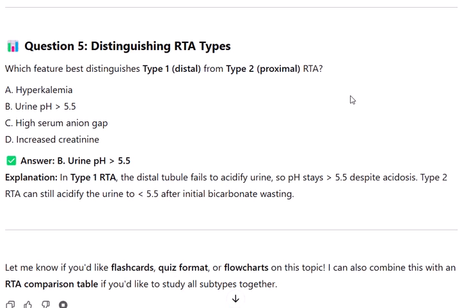Question 5. Distinguishing RTA types. Which feature best distinguishes type 1 distal from type 2 proximal RTA? A. Hyperkalemia. B. Urine pH greater than 5.5. C. High serum anion gap. D. Increased creatinine. Answer B. Urine pH greater than 5.5. In type 1 RTA, the distal tubule fails to acidify urine, so pH stays above 5.5 despite acidosis. Type 2 RTA can still acidify the urine to below 5.5 after initial bicarbonate wasting.